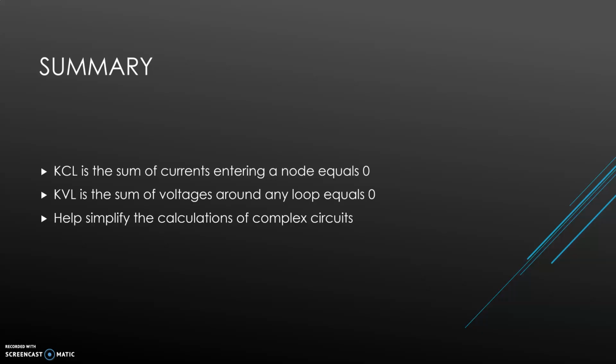So to finish off, just a quick summary of what we went over. Kirchhoff's current law is the sum of all currents entering a node is equal to 0. Kirchhoff's voltage law is the sum of all voltages around any loop is equal to 0.